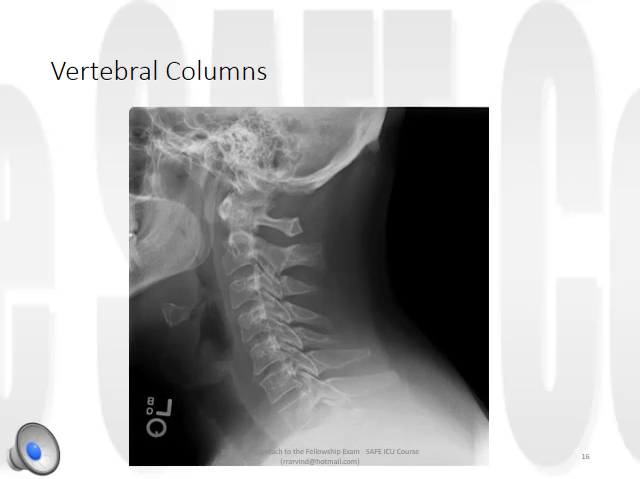So on the normal lateral X-ray of the C-spine, have a look at what the three columns are. I'd like you to trace the anterior column, which consists of the anterior half of the vertebral bodies and soft tissues, the middle column, which consists of the posterior half of the vertebral bodies and soft tissues, and the posterior column, which is all of the remainder, the posterior elements and soft tissues.